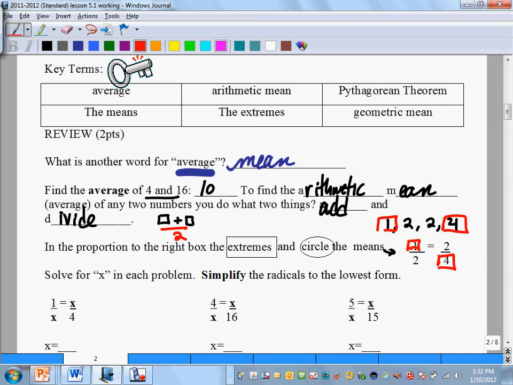All right. These guys in the middle, these have a name. These are not the extremes. Raise your hand if you remember what those are called. Yes, Kyle, what are they called? Means. Fabulous. This is the means. Now, we have a special circumstance. Here's two fractions. We have 2/4 and 1/2.